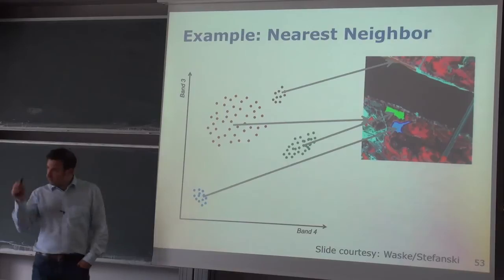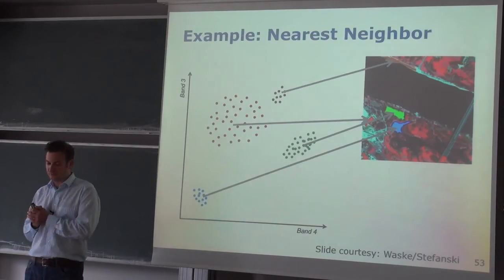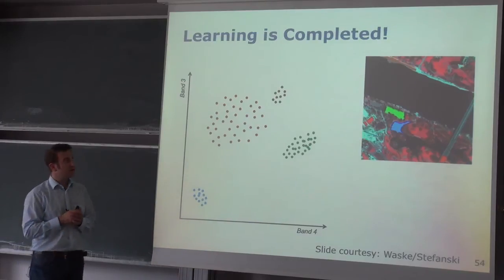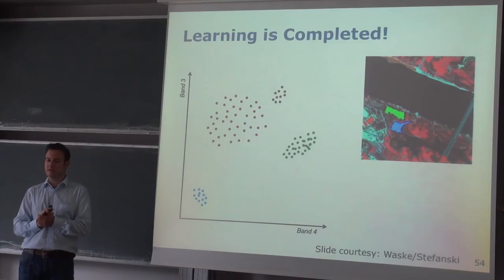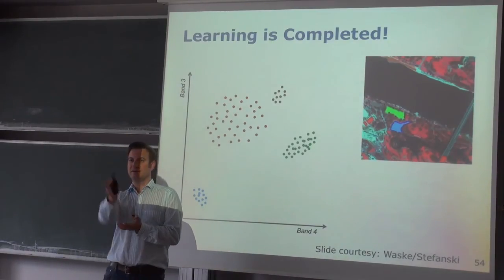Okay, now I took all my features and put them into my, in this case, 2D feature space. So at that point in time, learning is already complete. That's all that I have to do. I just store the feature occurrences with the corresponding label.